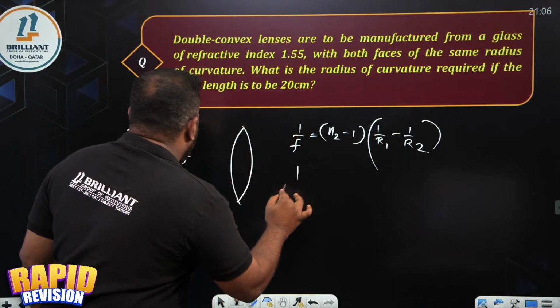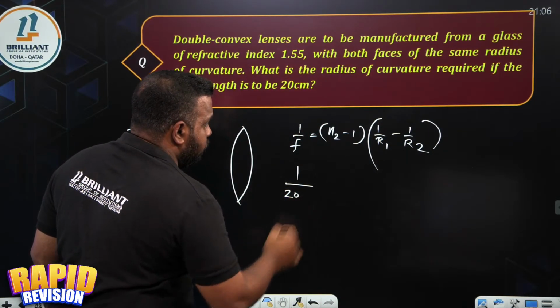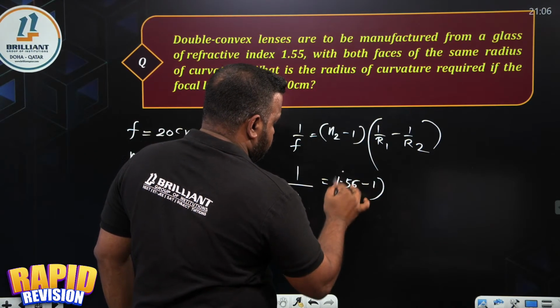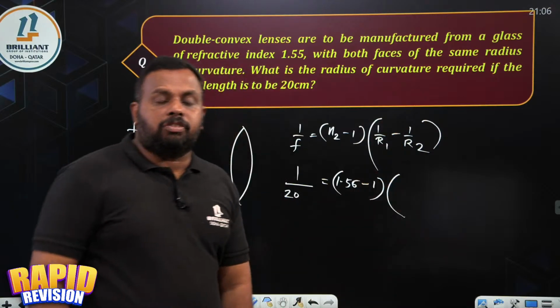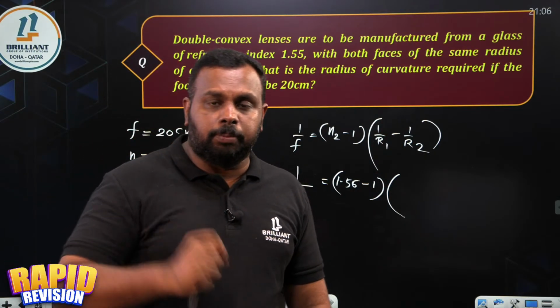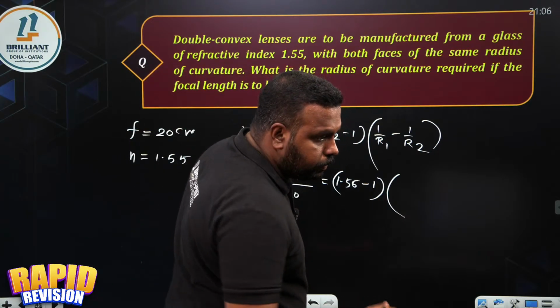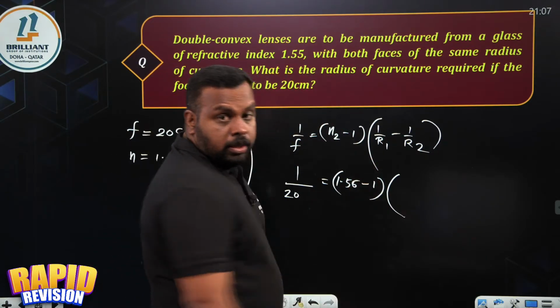So 1 by focal length, 20 centimeter, equal to 1.55 minus 1 into, what is the sign of R1? I hope all of you remember. What is the sign of R1? Is it positive or negative? Sign of R1.